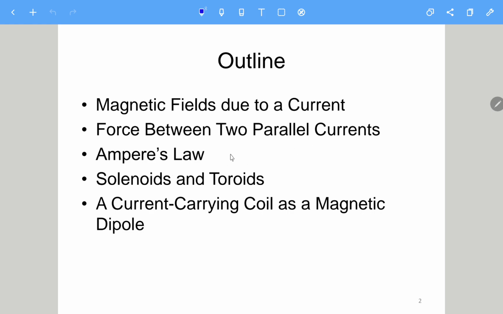And then next we will talk about Ampere's law. This is the second law in the Maxwell equations we learned. The first one is called Gauss's law, and then the second one is Ampere's law. In the next chapter we will also learn Faraday's law. In chapter 32 we will learn about Gauss's law for the magnetic version. And then we will talk about the solenoid and toroid, and then we will talk about the current coil as a magnetic dipole.